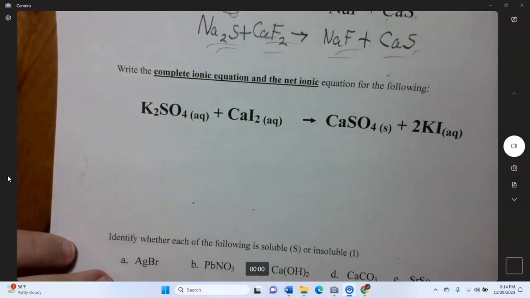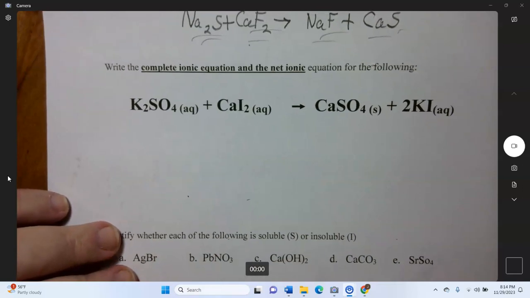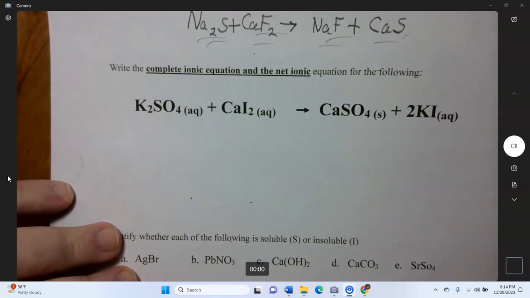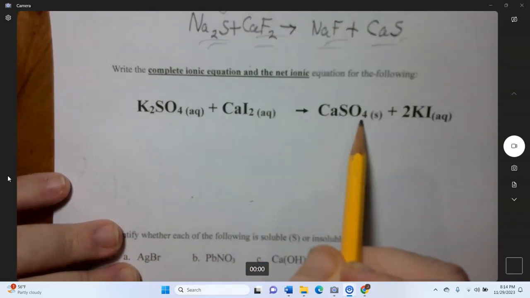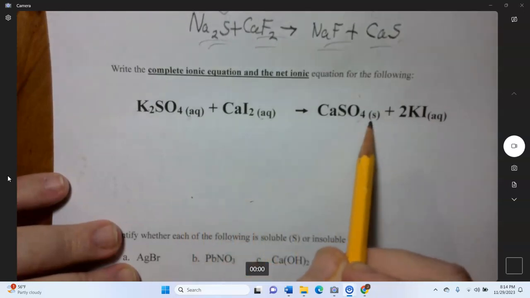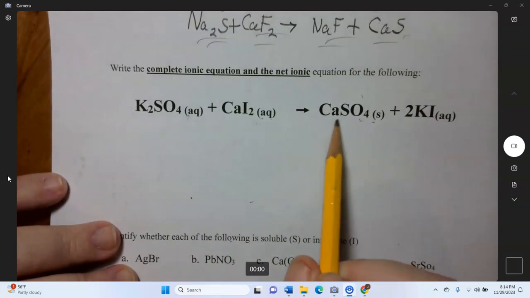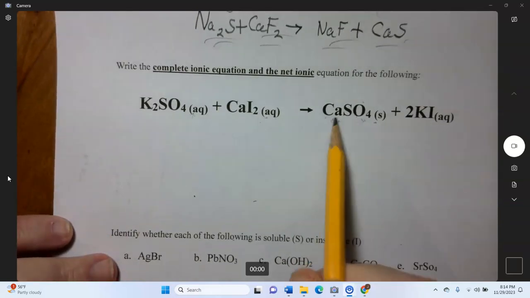Okay, now we're going to have you write a complete ionic equation for this. This is straight off of one of your assignments. So what you do is this. You're going to break everything that's aqueous into ions. These 3. The solid does not get broken. It's a precipitate. It's going to stay bonded together in water. This does not dissolve in water.